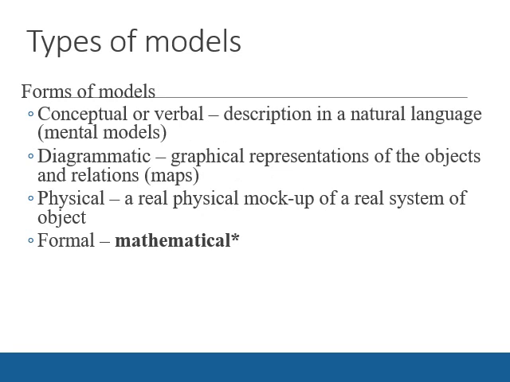There are multiple types of models that are used throughout social and biological sciences, including conceptual or verbal models, diagrammatic, physical, informal, or mathematical models. For this class, we will only cover mathematical models, as those are the ones we tend to use most in the field.